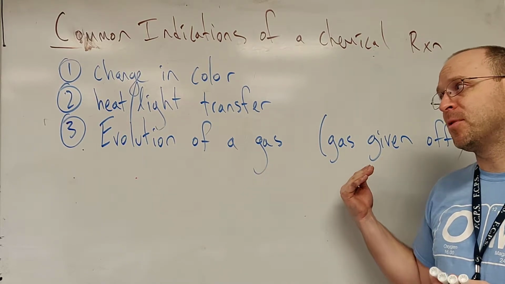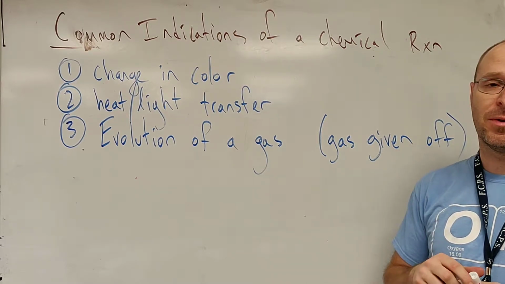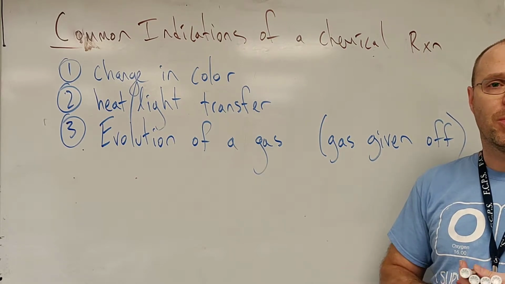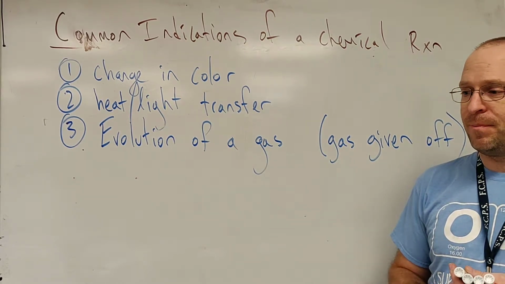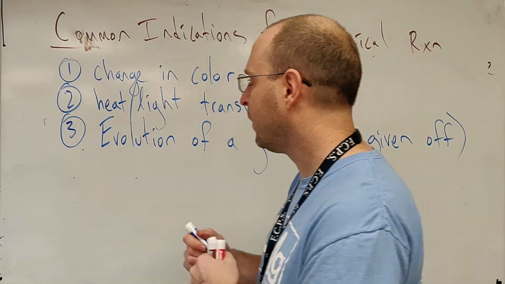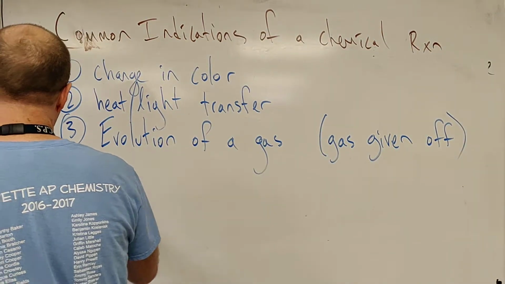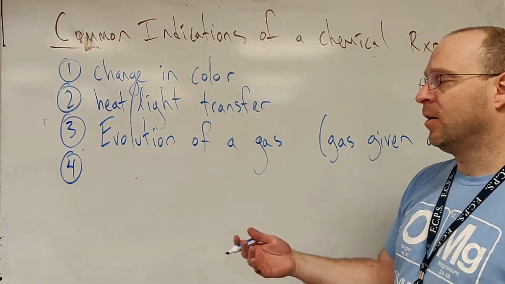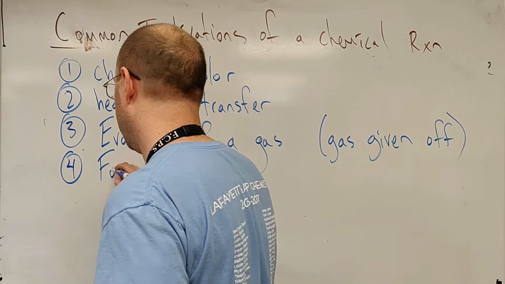And there's plenty of examples of evolution of a gas that aren't chemical changes. Things like boiling water. You start out with liquid water and you end up with gaseous water, right? So we can go either way on something like that. You just got to watch out. And then the last one, which is one that is least likely to be recognized at an early stage, would be formation of a precipitate.